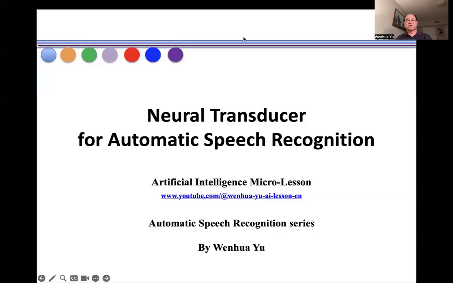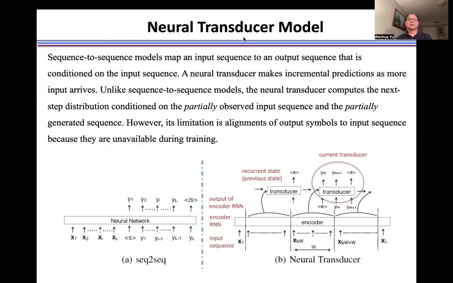In this video, I introduce a neural transducer for automatic speech recognition. Sequence-to-sequence models map an input sequence to an output sequence that is conditioned on the input sequence. A neural transducer makes incremental predictions as more input arrives.